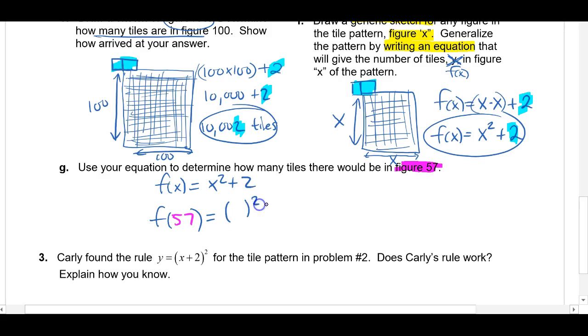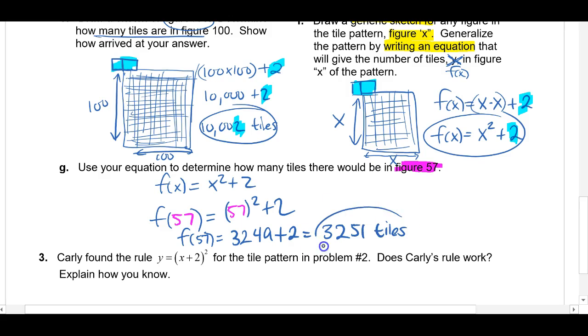So now I'm going to plug in 57 where there's an x. So that's here. f of 57. Plug it into my calculator. I get 3,249 plus 2, which is equal to 3,251 tiles. Okay, so that's how many tiles there are.